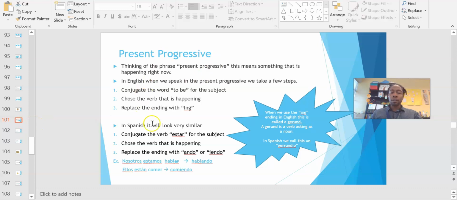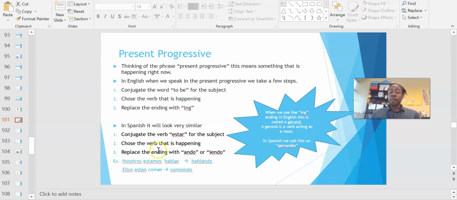So this basically explains what we were just talking about, how you want to use ando or iendo to change the verb. But one thing I didn't talk about is that when we're using these gerunds in English, we need a form of to be. So it's not enough to just say talking. I have to say I am talking. You are talking. He or she is talking.